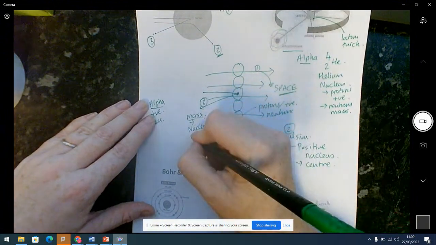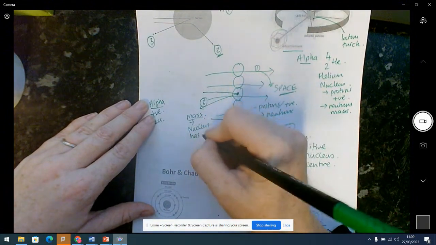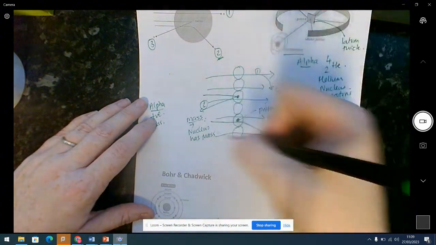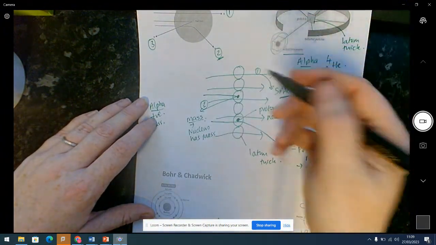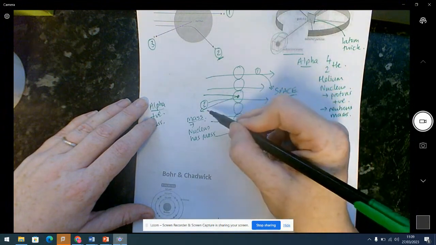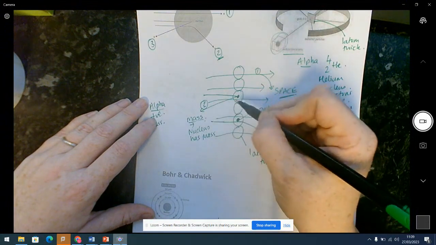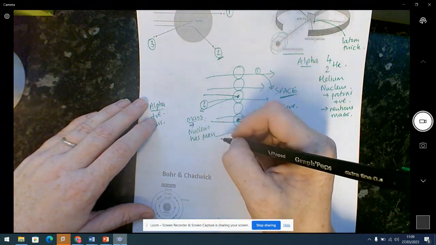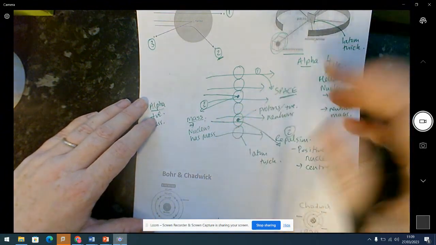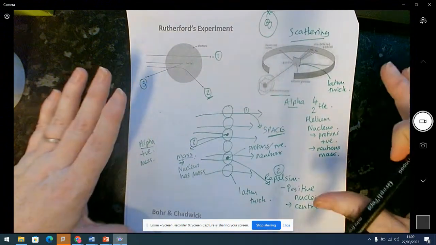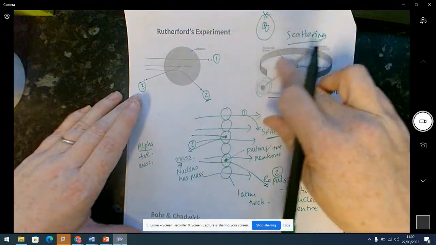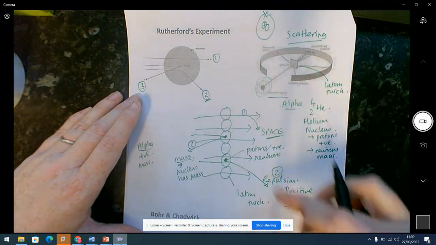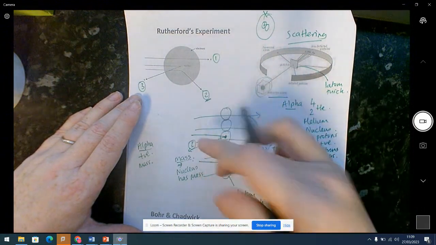And again, that disproved plum pudding, because in the plum pudding model, they proposed that the whole thing was dense and the whole thing had mass, when in actual fact, we only got that reflection off when it hit the nucleus part of the atom. So it allowed us to work out that the nucleus itself must have mass. So Rutherford's experiment, although it looks complicated, actually allowed us to work out the structure of the atom that we have today. And it's important, if you're describing it, you have to link it to these three things.